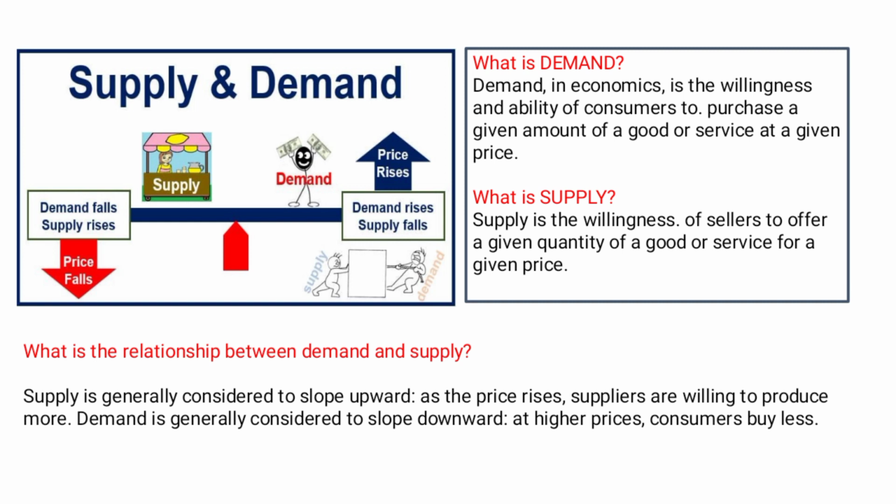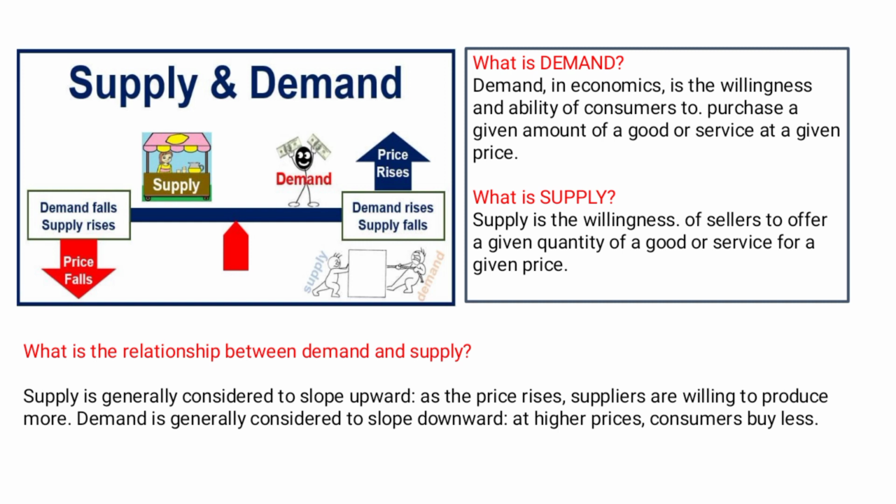of supply. Let us understand what demand means. Demand in economics is the willingness and ability of the customer to purchase a given amount of a good or a service at a given price. Whereas supply is the willingness of the seller to offer a given quantity of a good or service for a given price. What is the relationship between the demand and the supply?